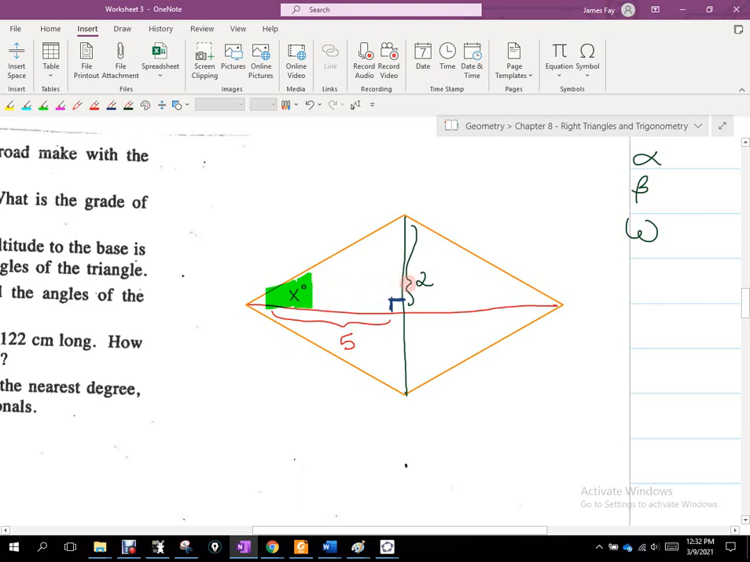If I'm going to try to find x, what side do I have of this right triangle? I have the opposite side, and this would be the adjacent side, right? So which trig ratio would I use to find x? Tangent, so I'll say tangent of x is equal to opposite over adjacent. What am I going to do to both sides? Take the inverse there, right? And that's going to cancel, leaving me x equals the tangent inverse of 2/5. So we're going to figure out that.